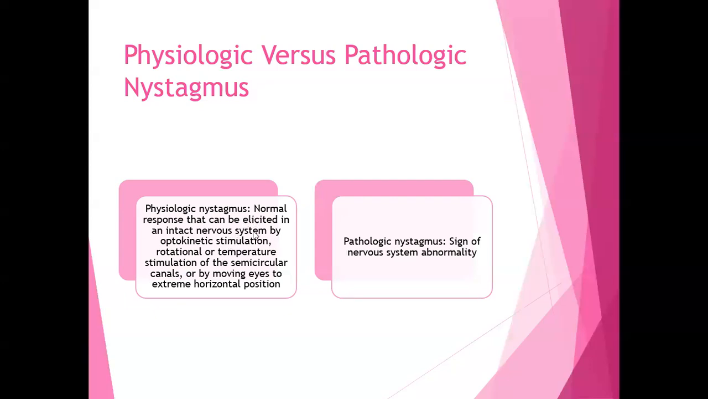Physiological nystagmus is a normal response that can be elicited in an intact nervous system with optokinetic stimulation, meaning you're looking at something that's moving. It can also be elicited by rotational or temperature stimulation of the semicircular canals, or by moving the eyes to an extreme horizontal position. So the side eye, looking out of the corner of your eye. Pathologic nystagmus is a sign of nervous system abnormality. So it can be indicative of a lot of different types of dysfunction, one of them being a vestibular dysfunction, which we'll talk about in the next section.